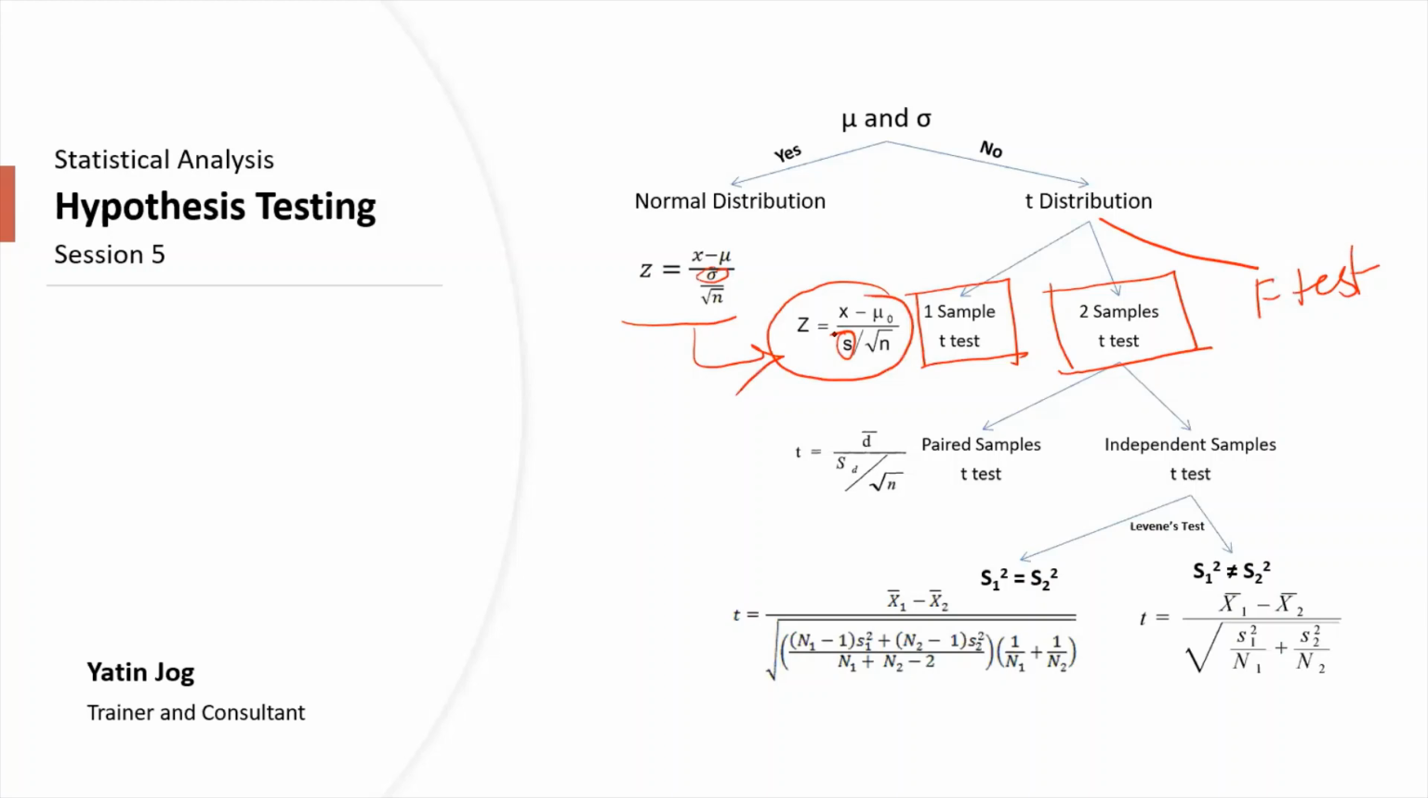But this is the formula for Z. Now we'll come to the two sample t-test. In case of two sample t-test, again we have two possibilities. The first possibility is they are paired samples.